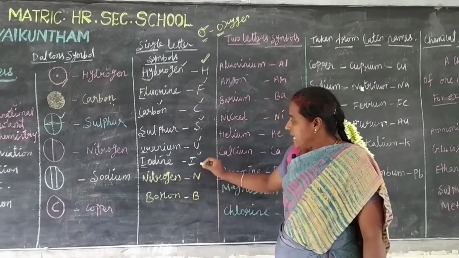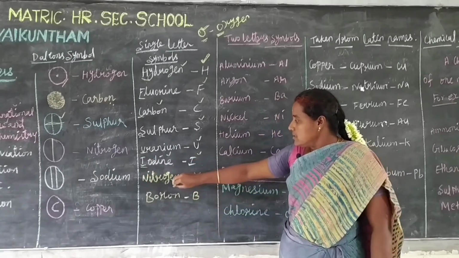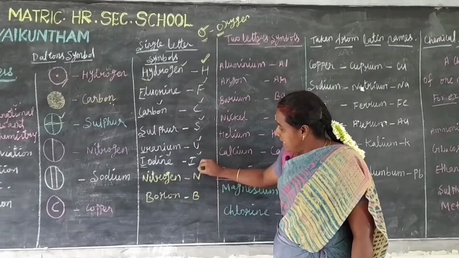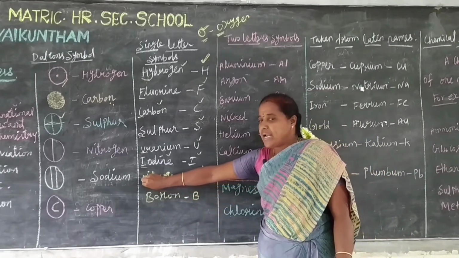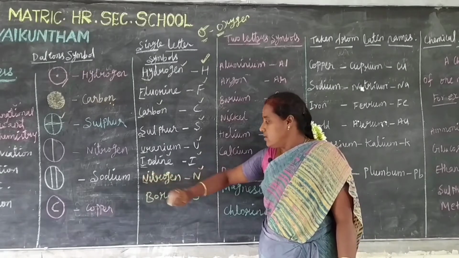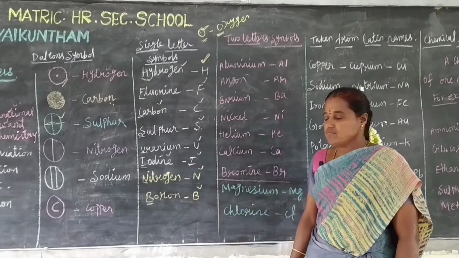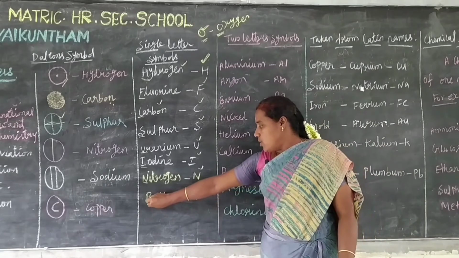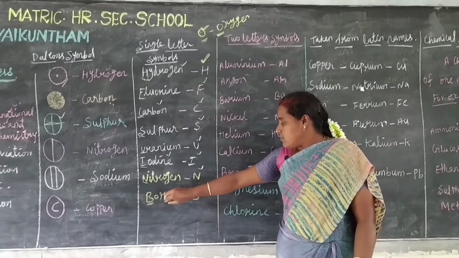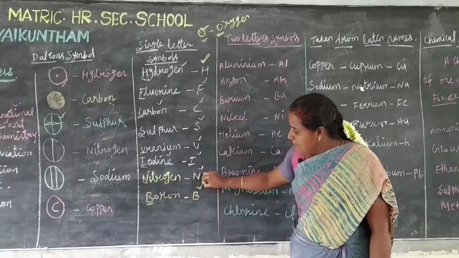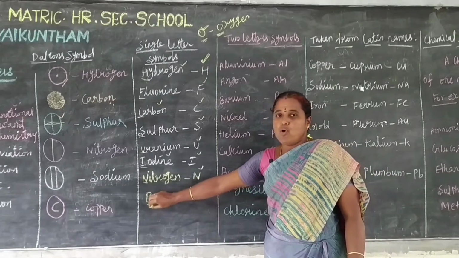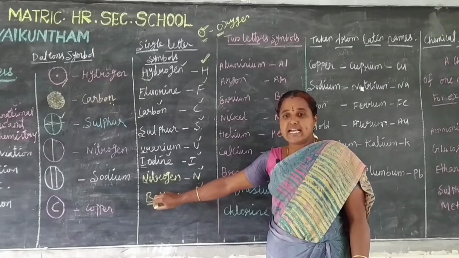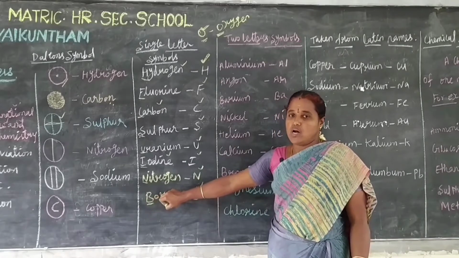Next one is nitrogen. The symbol for nitrogen is capital letter N, which is the first letter of the name nitrogen. Capital N. Okay. Next one is boron. The symbol for boron is capital letter B, which is the first letter of the name boron.